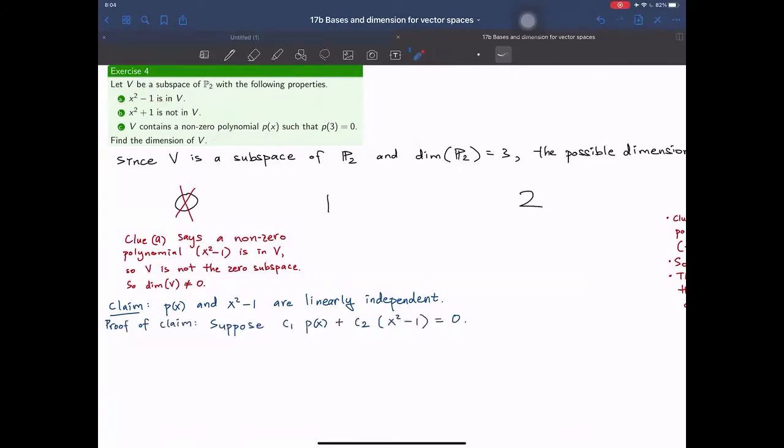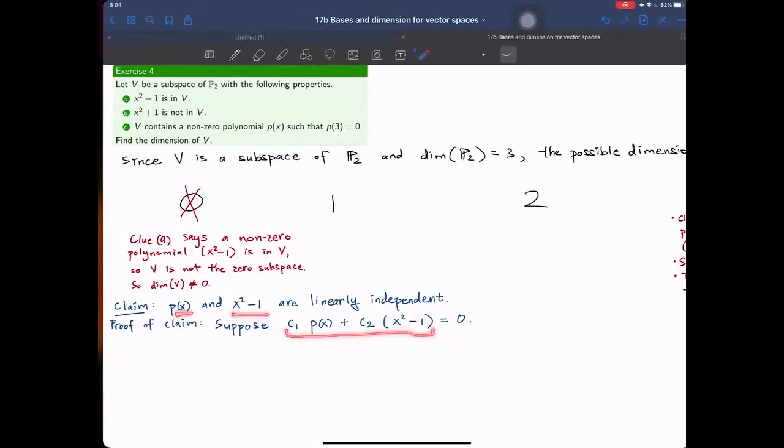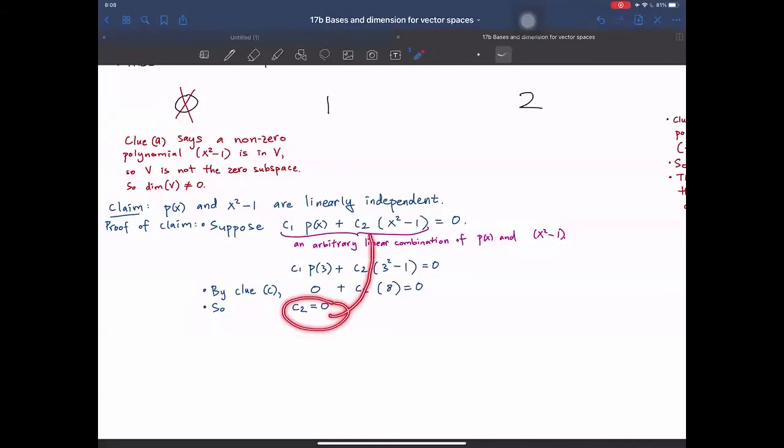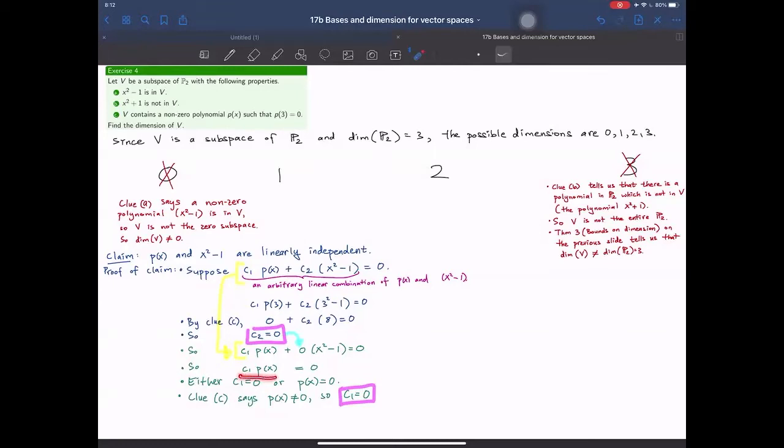To show this claim, I first write an arbitrary linear combination of p and x squared minus 1 and set this to 0. From clue C, I know that if I plug in 3 into p, I should get 0. So let me plug in x equals 3 into this equation. Clue C tells us that this term is equal to 0. This means that c2 times 8 is 0, so c2 has to be 0. I will now put this back into this equation. This tells me that c1 times p of x is 0. So either c1 is 0 or p of x is the 0 polynomial. But the clue says that p is a non-zero polynomial, so this isn't true. So it must be that c1 is equal to 0.